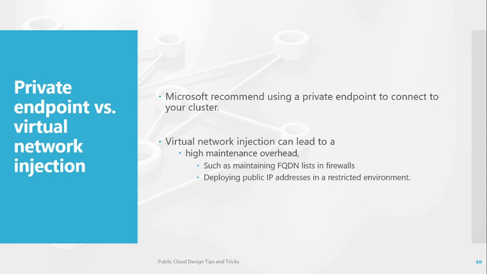And also the high maintenance overhead, such as maintaining the FQDN list in your firewall, deploying public IP addresses in a restricted environment, and the most headache part is the FQDN list. That means each time there is a change, you have to modify it accordingly. So this is the extra work that you have to keep maintaining in your virtual network injection. So that's why Microsoft says, why do you want to take that headache? Let Microsoft take the headache, and you completely focus on your environment to use that particular service with a private link endpoint.